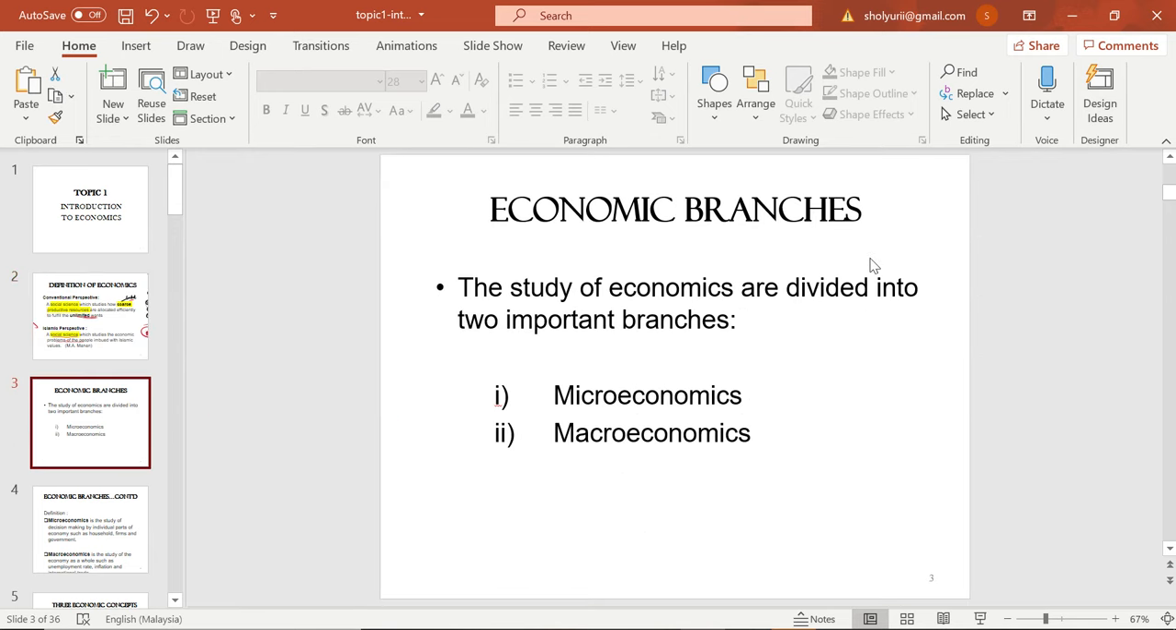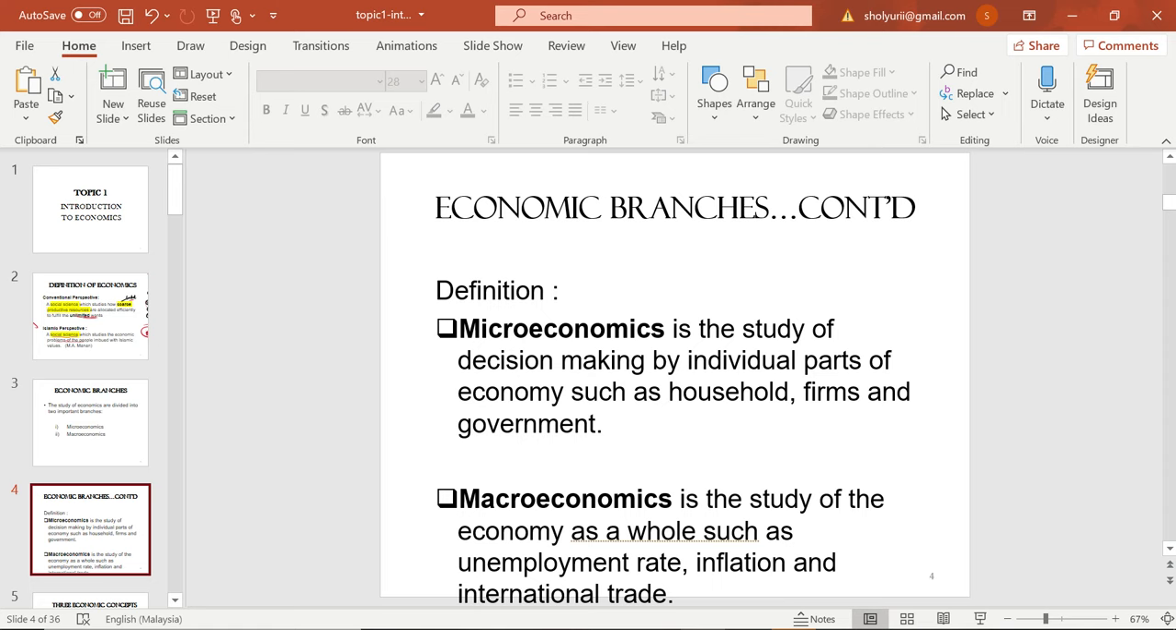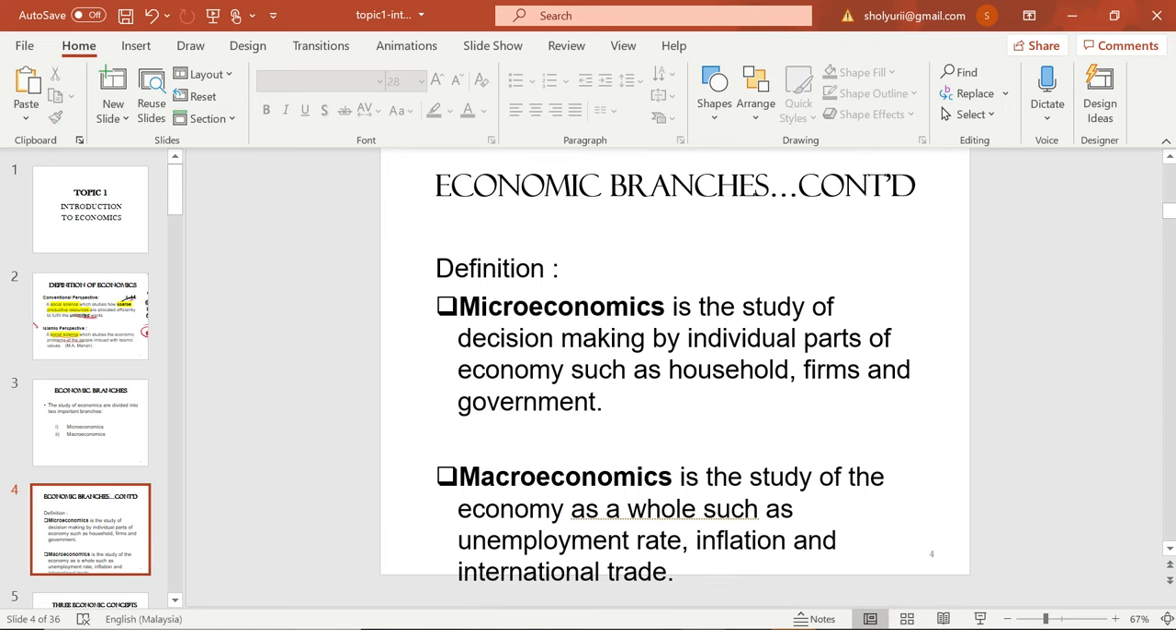Okay, let's go for the second one, economic branches. Bidang, cabang economics. The study of economics are divided into two important branches, which is microeconomics and macroeconomics. Beza dekat sini je, the spelling. This one is with I, this one with A. Okay, so what does it mean? Microeconomics is the study of decision making by individual parts of the economy as household, firm and government. So basically, microeconomics adalah focusing on a specific entity, small matters.